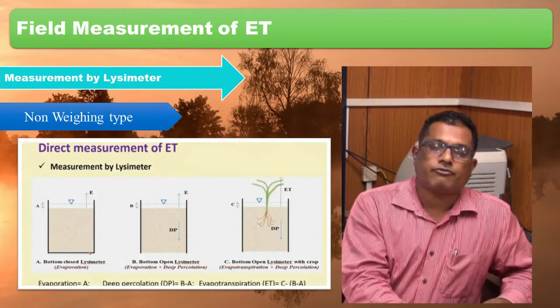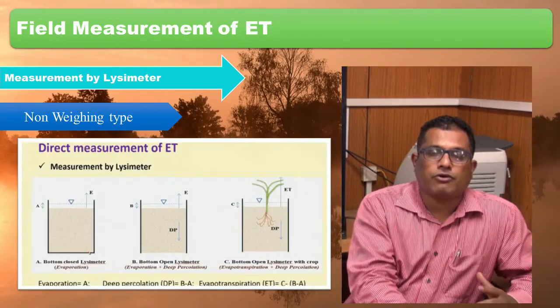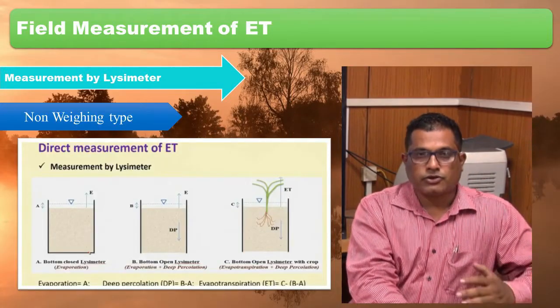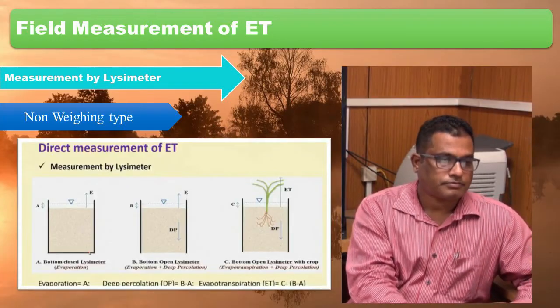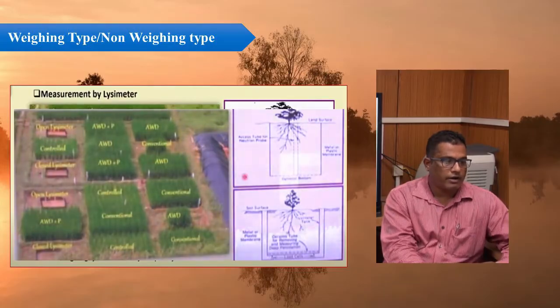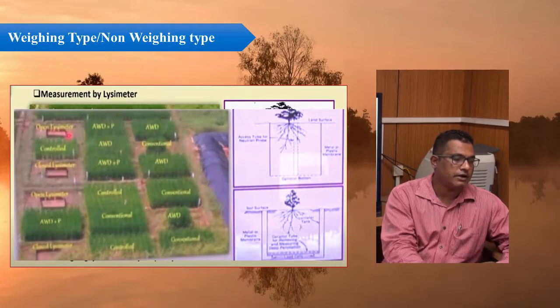And lysimeters are very popular and very widely used for determining the evapotranspiration from a naturally simulated condition. This is the field trial where the lysimeters are installed. Here you see the cylindrical blocks. Here this is the open lysimeter. This is the closed one.